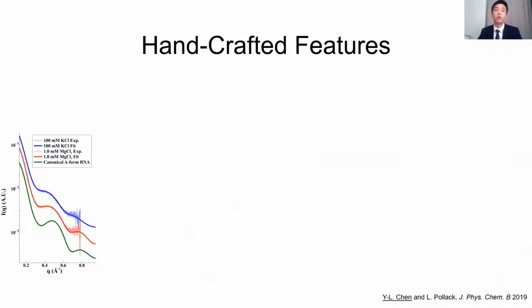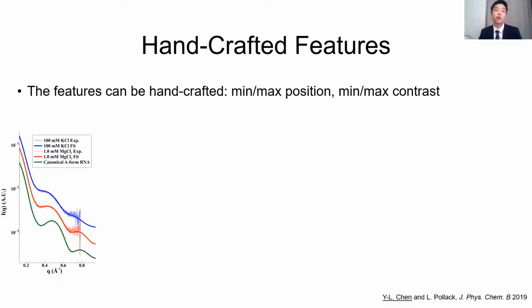So here we notice that the WAXS profiles are very different for different RNA conformations. The peak or dip position shifts or they smear. All these variations must have something to do with the three-dimensional structure of the RNA duplex. So we handcrafted these features in the WAXS profile as a minimum and maximum position or contrast. We use min or max because it indicates the destructive or constructive interference of scattered X-ray photons.